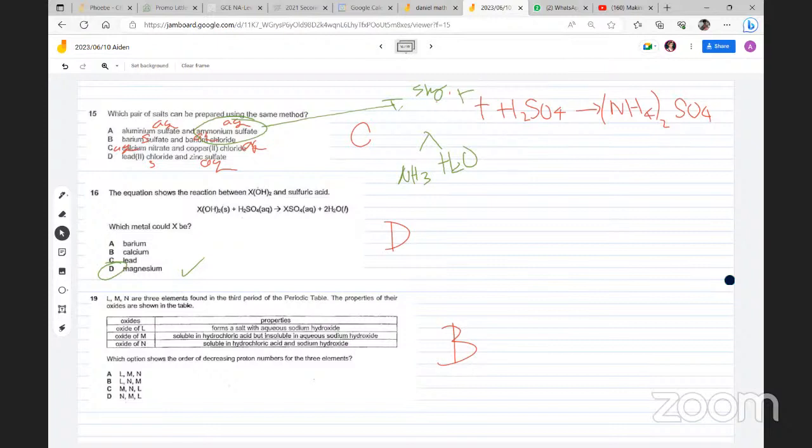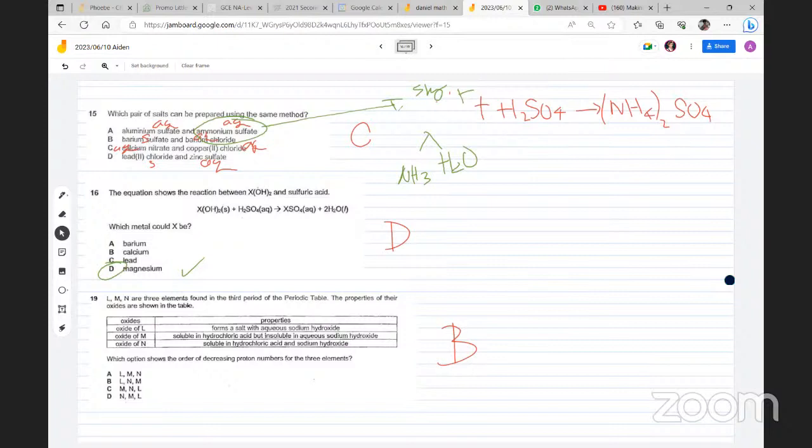Aiden, I'm impressed with your question 19. You are correct. Do you have any questions for question 19? You're quite good. Not really. I saw that one of them is soluble in hydrochloric acid but insoluble in aqueous sodium hydroxide. So I just assume it is sodium itself. You assume that means M is sodium. Yeah. No matter what, M has to be the last one. Not far off. Then how do you decide between L and N?